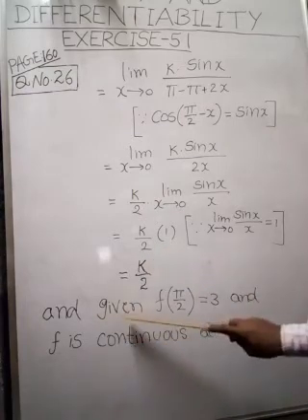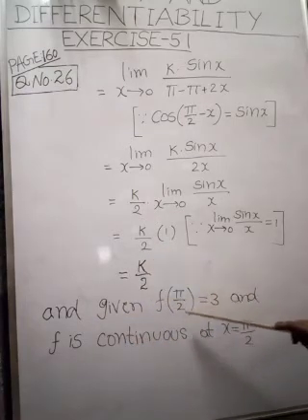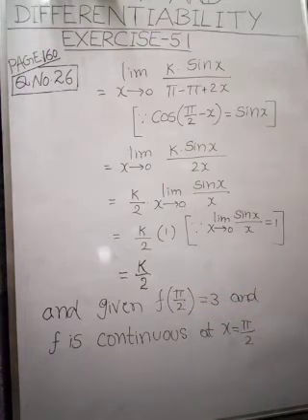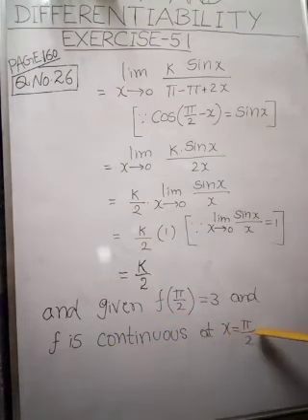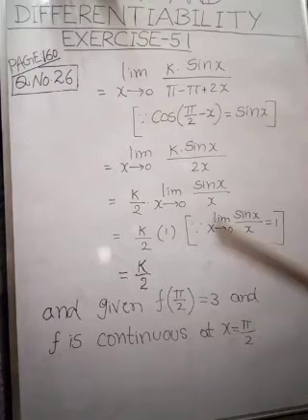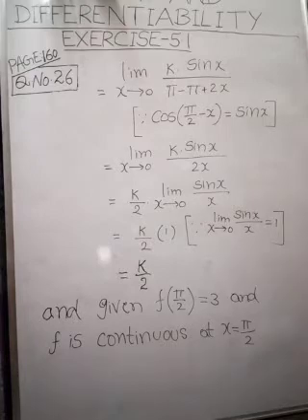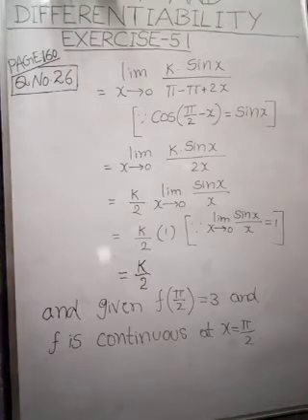Also given that f(pi by 2) is equal to 3, because f is defined as f(x) equal to 3 if x is equal to pi by 2. It means the function value at x equal to pi by 2 is equal to 3. And also given that f is continuous at x equal to pi by 2. Then what can you say? The limit and the function value at x equal to pi by 2 are equal. So we equate the two values to find the value of k.